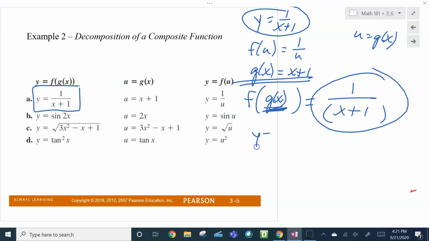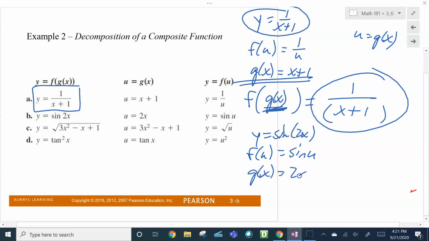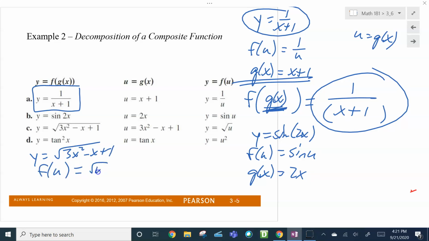Like here's the next one, y equals the sine of 2x. You say, well, sure. F of u is just the sine of u, and that means g of x is that inside part, 2x. The third one, if y equals the square root of 3x squared minus x plus 1, f of u is just the square root of u, and then g of x is the stuff that goes in there for u, 3x squared minus x plus 1.